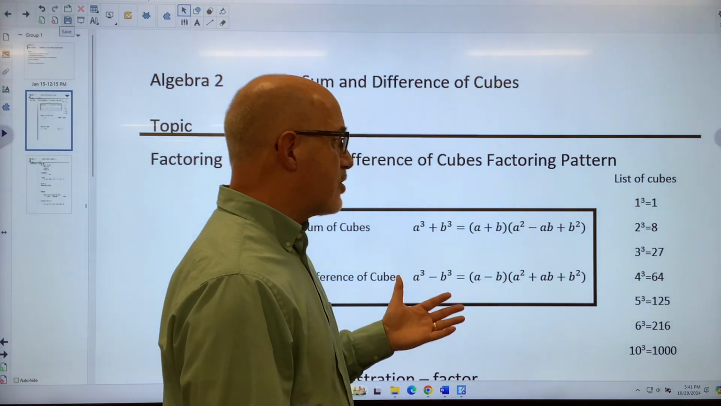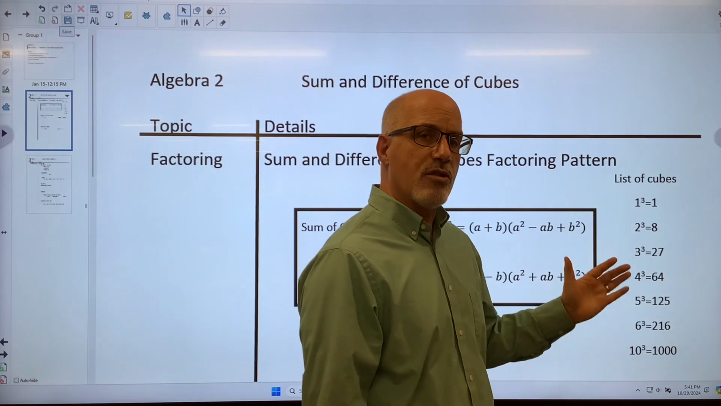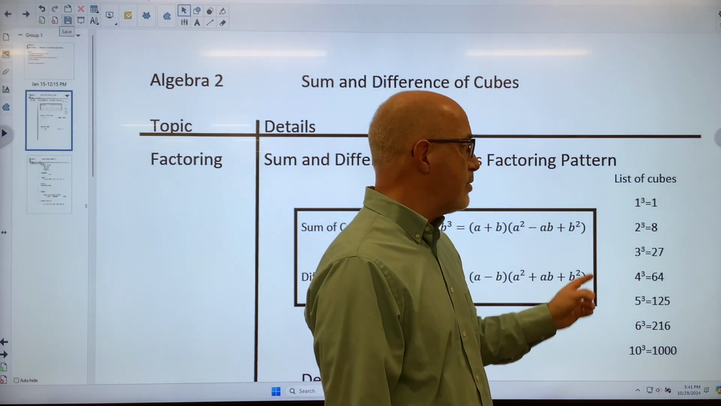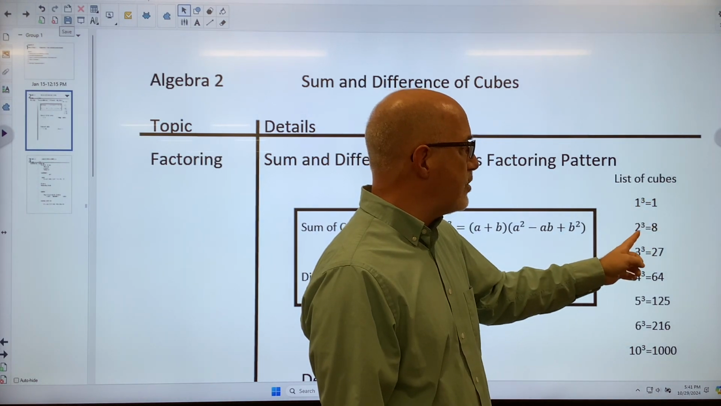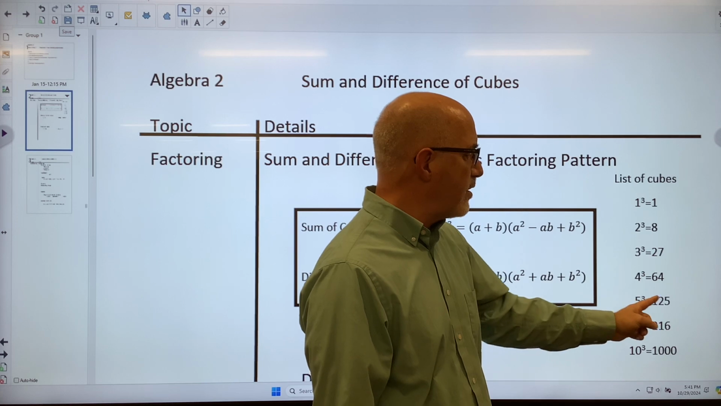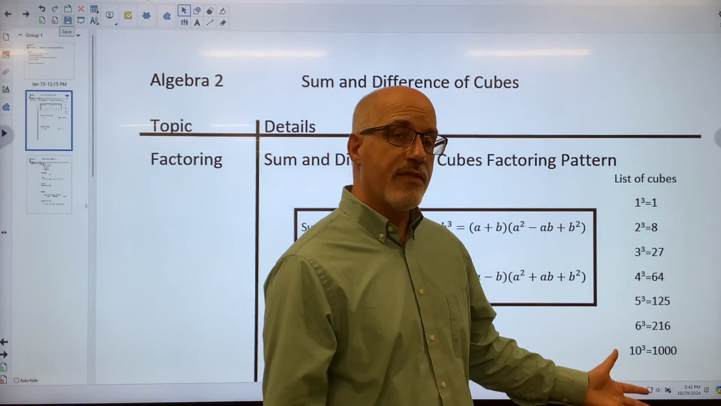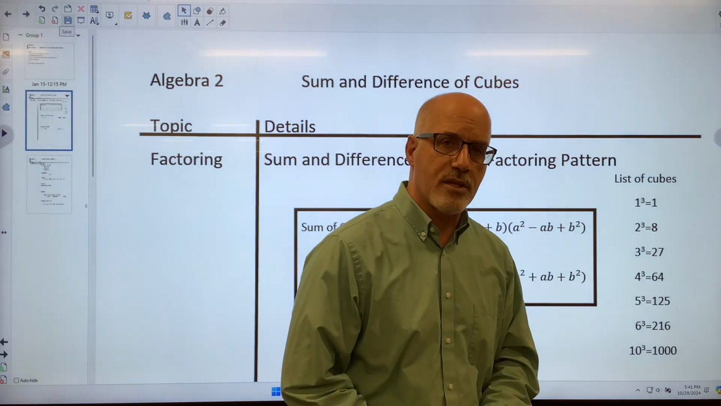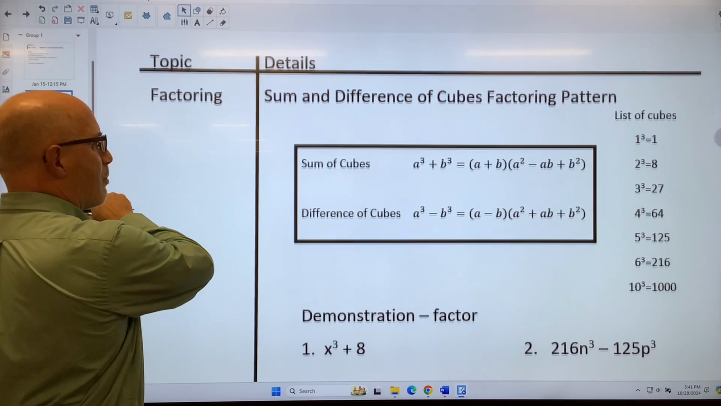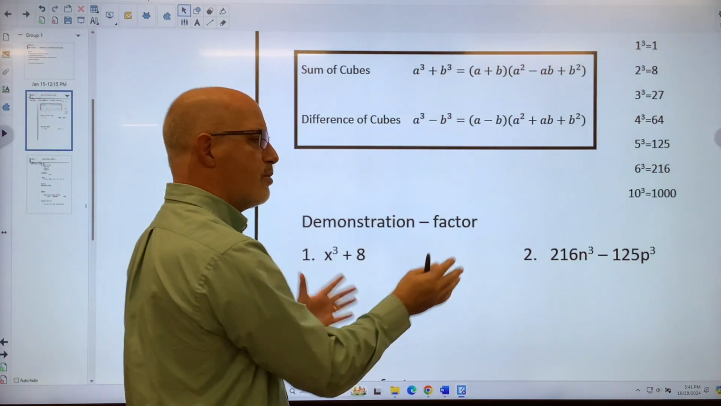Another thing we need to make sure we use is a list of cubes. You have to be able to look at a problem and recognize when one of these cubes are being used. So 1 cubed is 1, 2 cubed is 8, 3 cubed is 27, 4 cubed is 64, 5 cubed is 125, 6 cubed is 216, and then another often used one is 10 cubed is 1,000. So let's go ahead and put these into practice with a demonstration of how these are used to do problems.